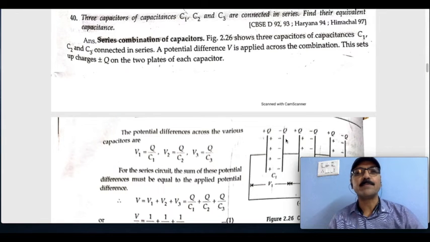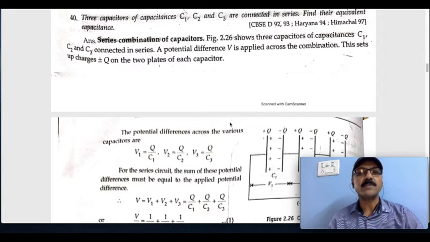Students, in the previous videos, we have studied capacitance, the principle of a capacitor, and the parallel plate capacitor. For a parallel plate capacitor, capacitance equals epsilon naught A by D, which means the capacitance depends upon the area of the plates, the distance between the two plates, and also the permittivity. So C equals epsilon naught A by D.